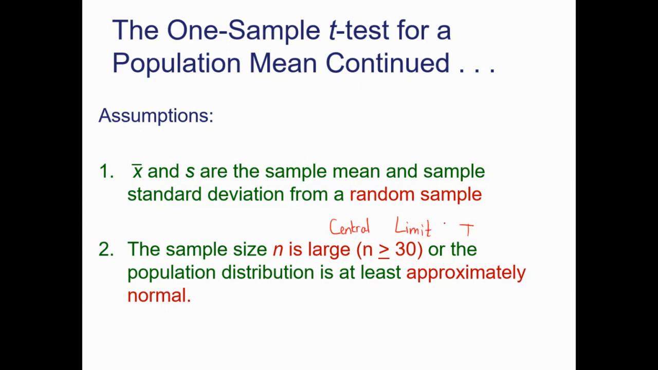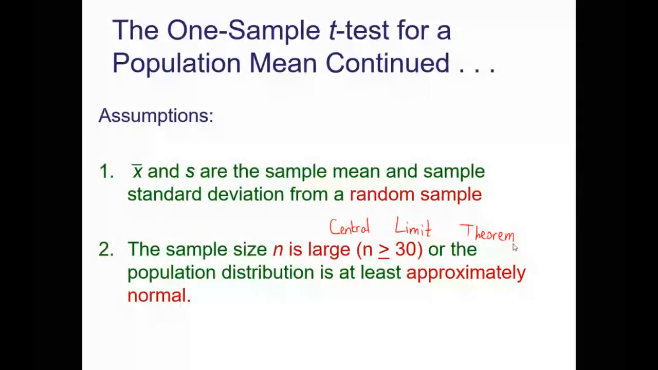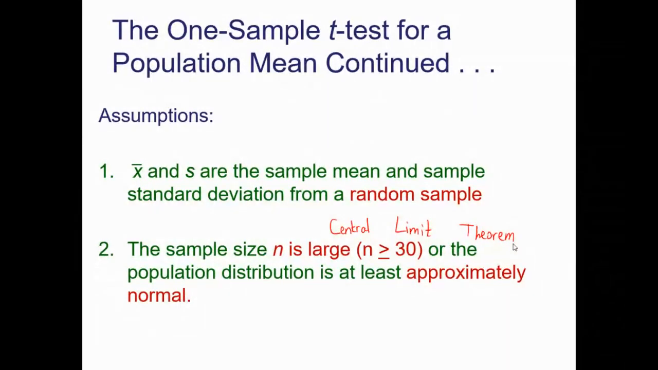Central limit theorem. That's why we say greater than or equal to 30, because of the central limit theorem. If we don't have that, then we have to check to make sure it's at least approximately normal.